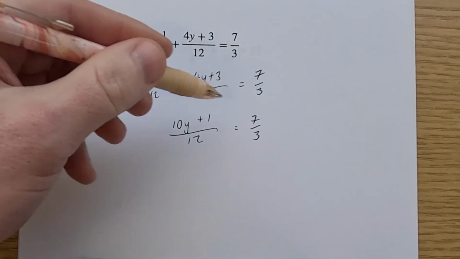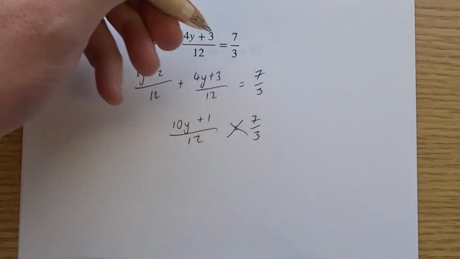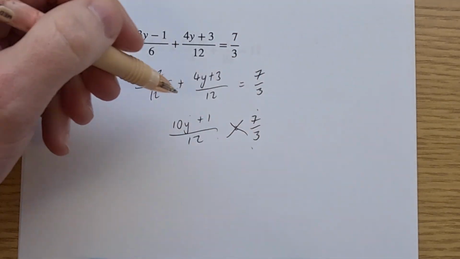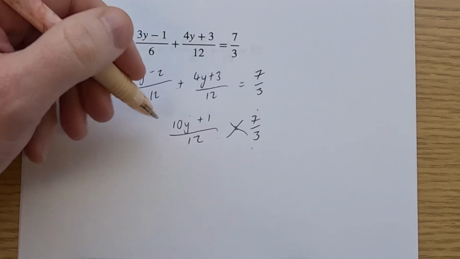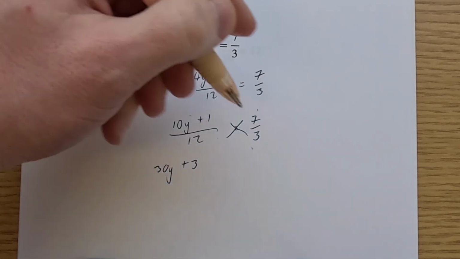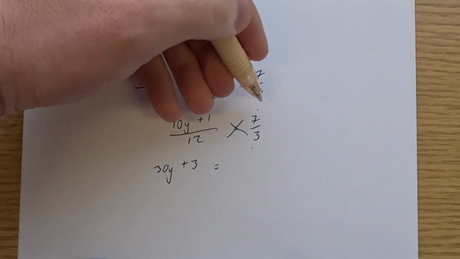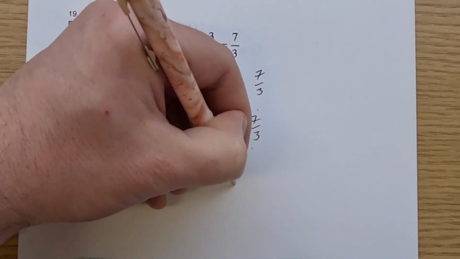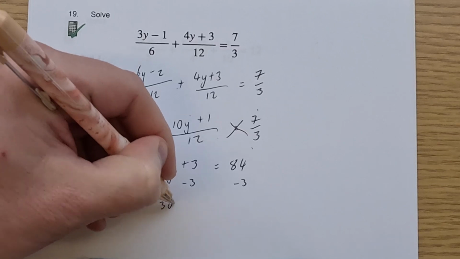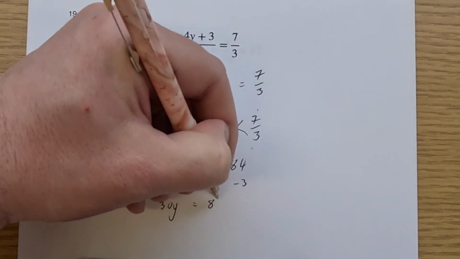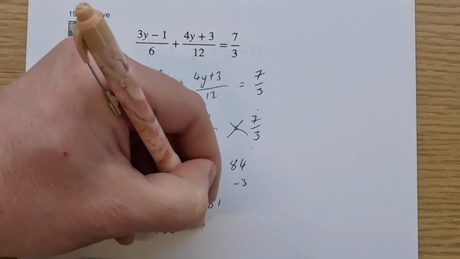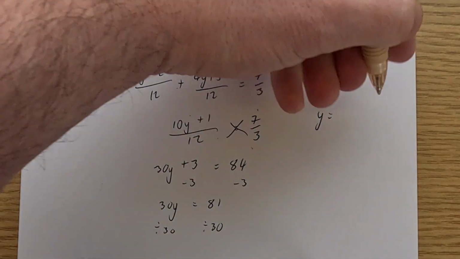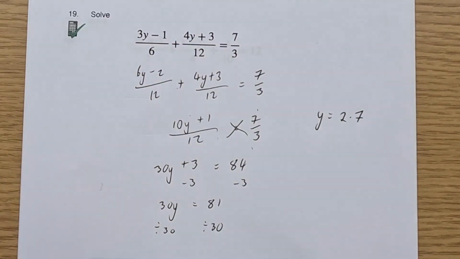Now here we've got a fraction equals a fraction, so I'm going to use cross multiplication. I'm going to multiply that numerator by that denominator and put it equal to that numerator times that denominator. (10y plus 1) times 3 will be 30y plus 3, and then 7 times 12 will be 84. And then if we take away 3 from both sides, we get 30y equals 81, and then divide by 30 and divide by 30, and we'll get that y is equal to 2.7.